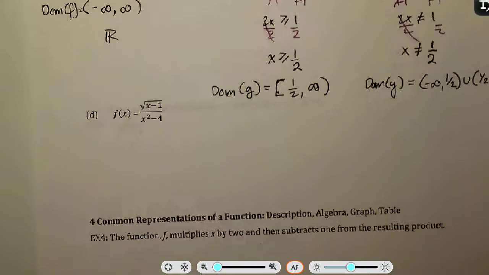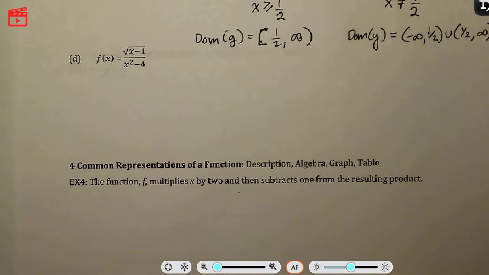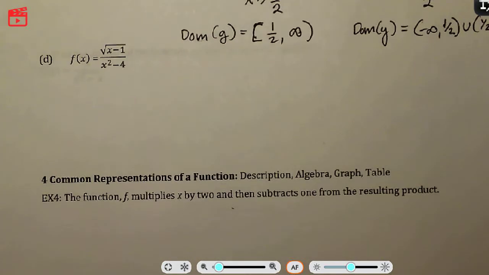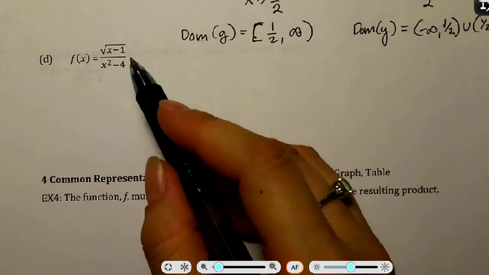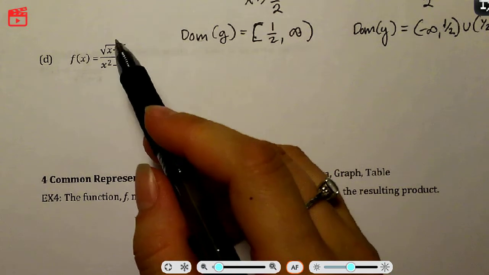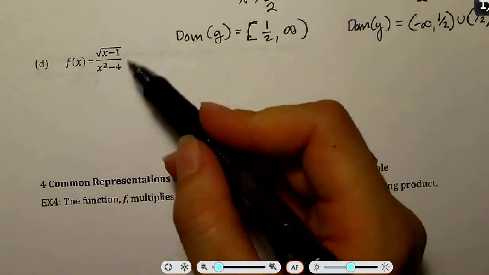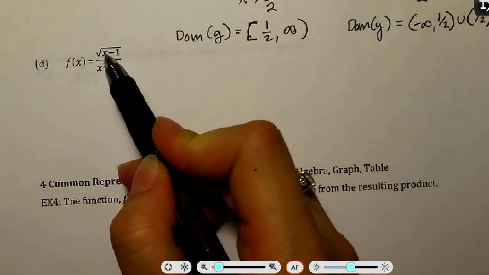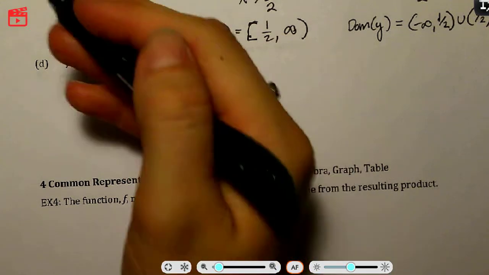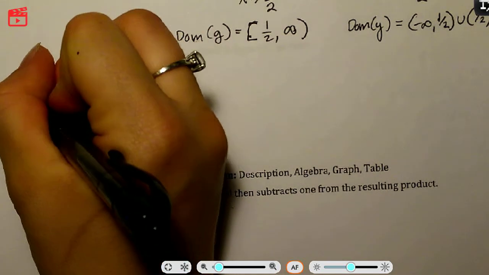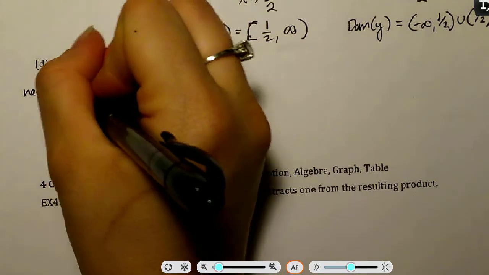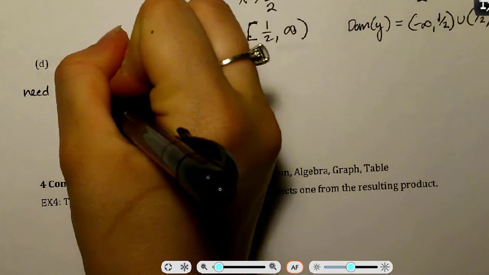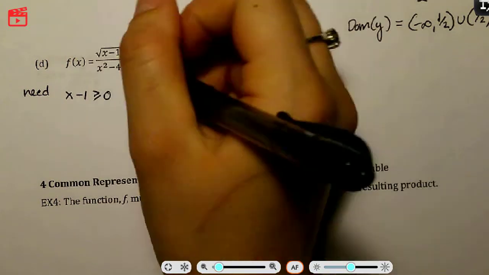All right. Let's look at D. Ooh, this one's got a lot of problems going on. We've got a radical and we have a fraction. So I already see that we have two restrictions happening here. I know that the value under here, x minus 1, needs to be greater than or equal to 0. So I need x minus 1 to be greater than or equal to 0.